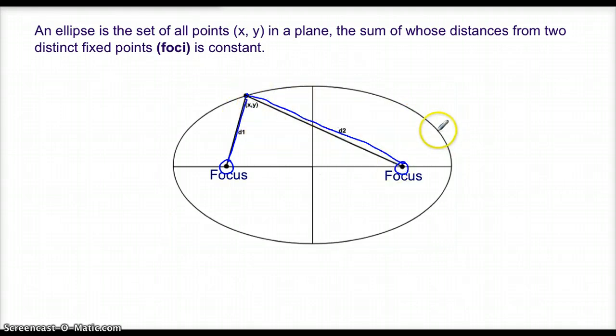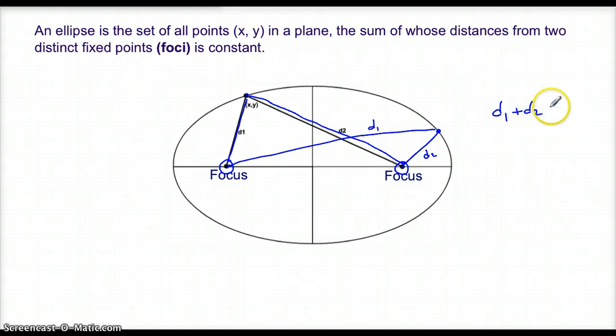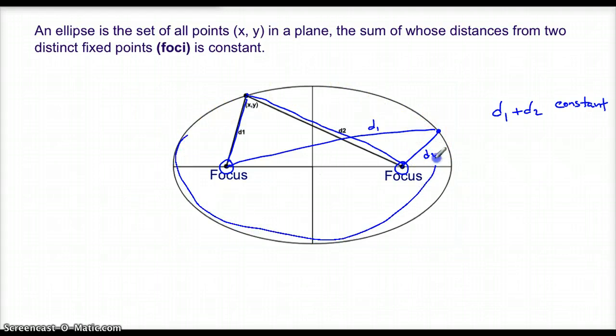So if I go, say, over here, while the two distances change, this distance is now going to be the new d1, but this shorter distance is going to be the new d2. Anywhere I go on this oval, d1 plus d2 is constant. And the set of all points where those distances sum to the same value creates this ellipse or oval.